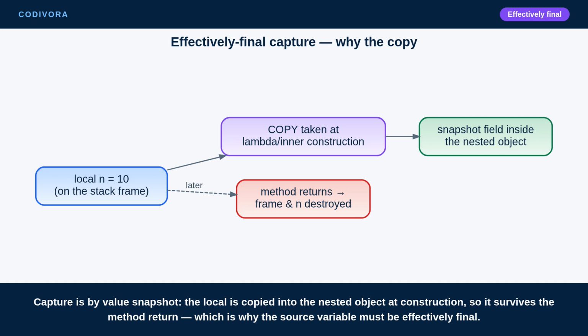Now, if you were allowed to reassign the original afterward, the source and the snapshot would drift apart. The method sees 20, the lambda still prints 10. To avoid two versions of the same variable, Java simply freezes it. That's the effectively final rule. Non-primitive objects are captured the same way. The arrow is frozen, but the object it points to can still change.